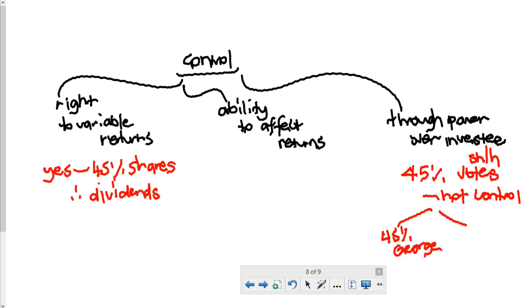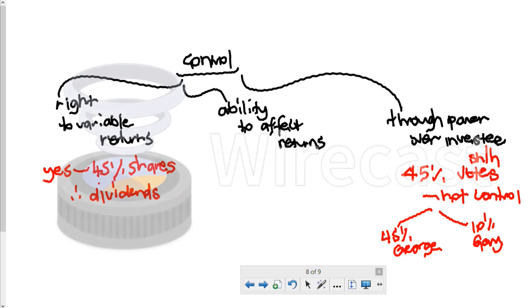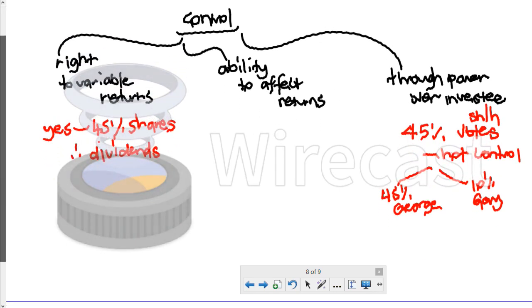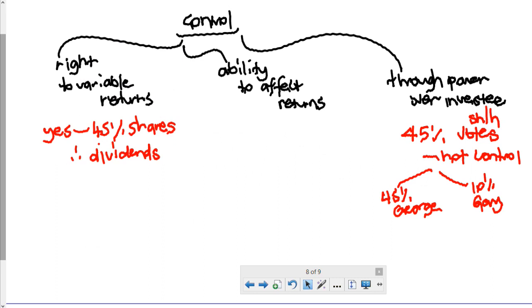But 45% of the shareholder votes doesn't give us control because there's George who owns the other 45%, and who's George? George Locatelli. And Gary who owns the other 10. There's a chef called Gary as well. There's a George and a Gary that own the rest. But they say, in terms of a contractual arrangement, Jamie can appoint or remove 3 of the 5 directors.